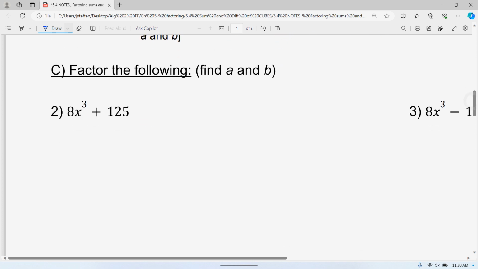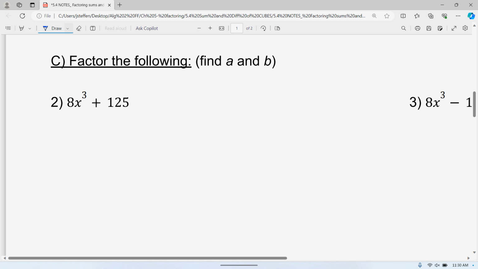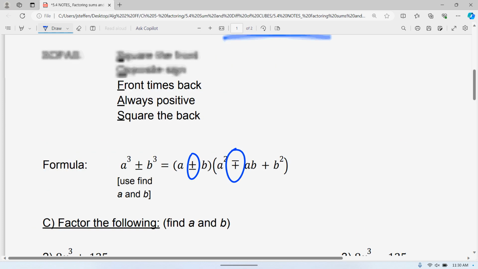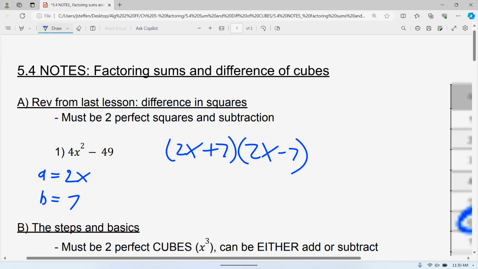So let's go ahead and get started on one of these. We have 8x to the third a minus b. Most of these were pretty familiar to you guys, square roots or squared numbers. Powers are probably not as familiar to you. So go over to your chart or your table. That's the reason I gave it to you.